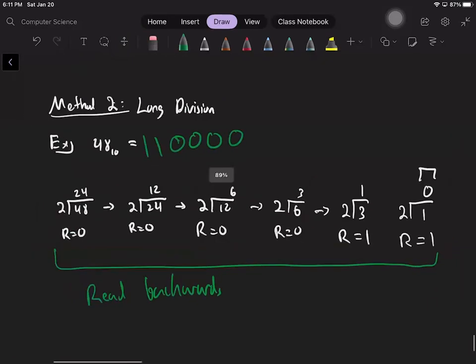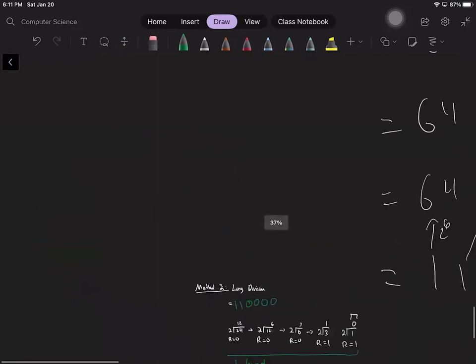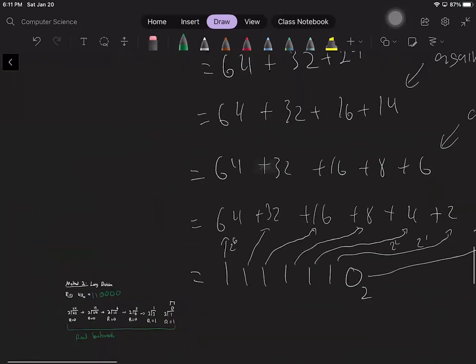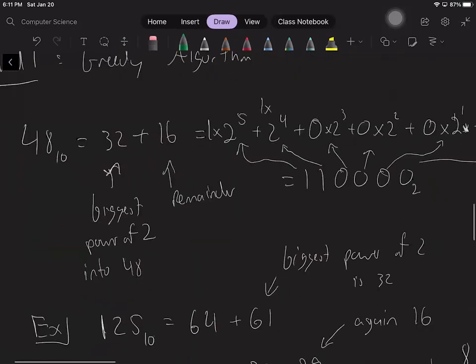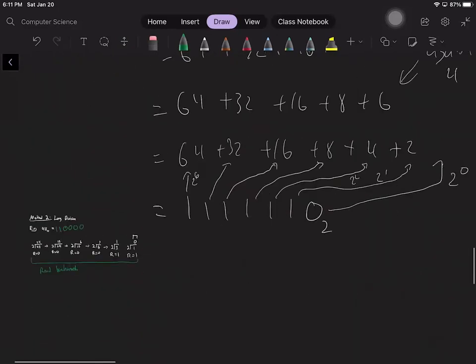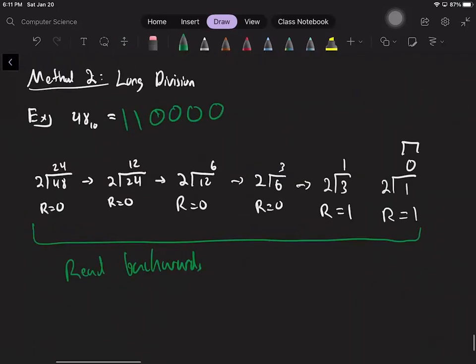Okay, which I believe is what we got before, just to check our work. Where did I put it? Up here somewhere. Yeah, right there, same thing. Okay, so just another method for doing this.